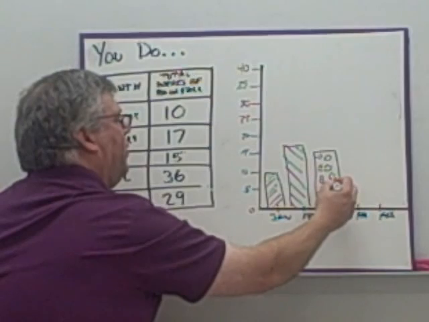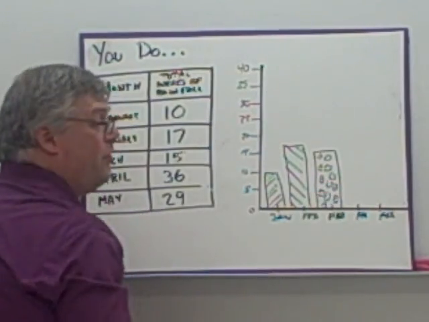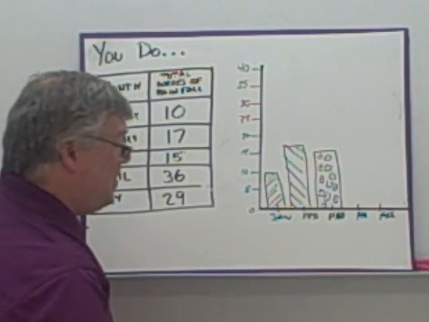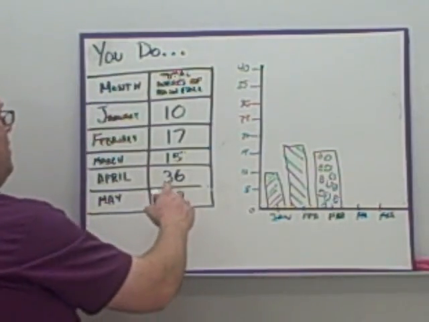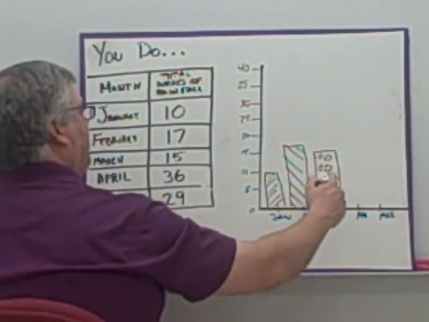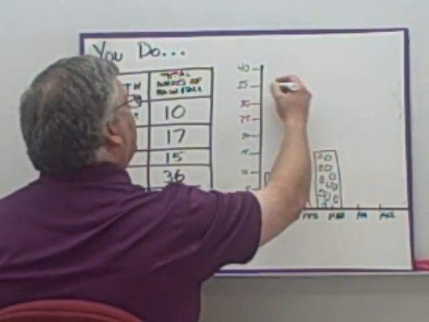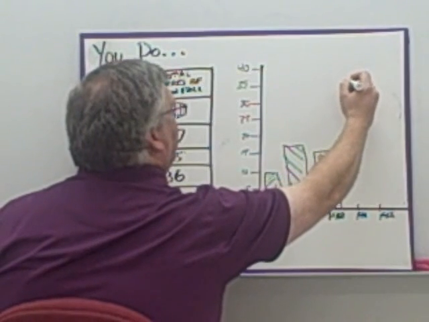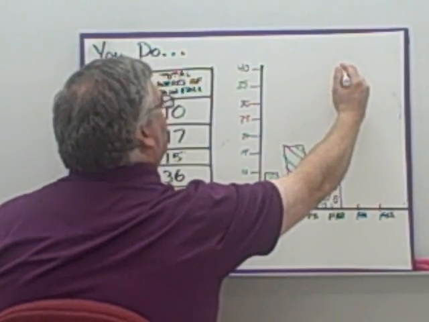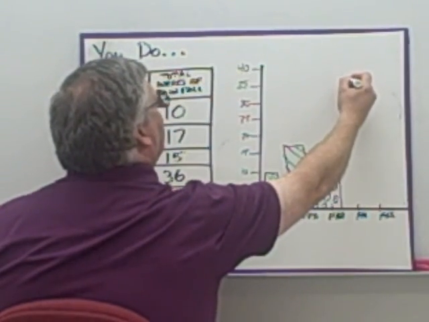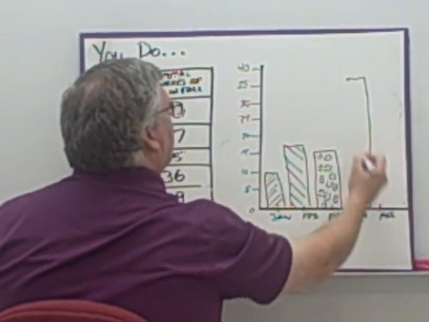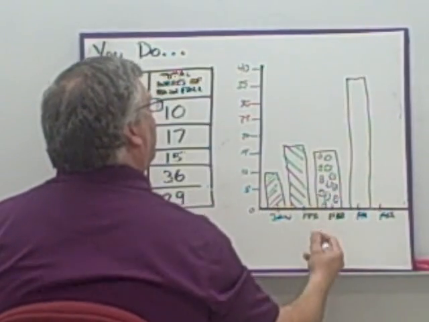Now, what are these circles? Again, it's just a pattern I'm putting on there to distinguish it from the others. May not be the best pattern, but it's a pattern nonetheless. April, 36. So we go all the way up to 35 and just a little bit past it. So here's 35. There's April. I want to go a little bit past it, so I'll go something like that. And there's April.